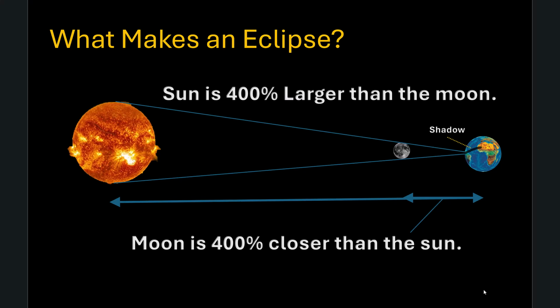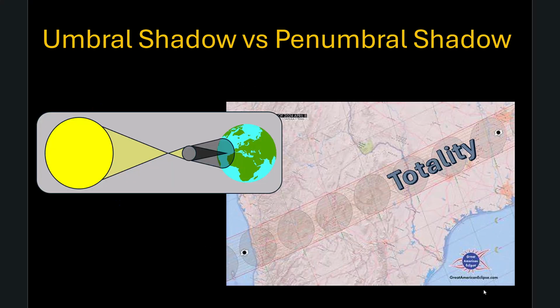When this occurs, just as a quick terminology note, the space where everything is completely a total eclipse is referred to as the umbral shadow. That particular shadow is completely covered in terms of the moon covering up the sun. The other shadow here is the penumbral shadow.